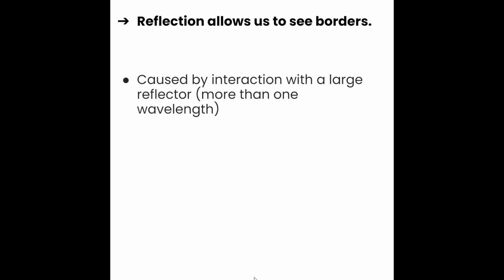And the third cause of attenuation that we discussed is reflection. Now, reflection is what allows us to see the borders of our organs. And that is because reflections are going to occur at large interfaces, typically those that are more than one wavelength in size. The reason that reflections cause better border visualization is because as the sound interacts with these larger interfaces, it is going to cause the sound to be sent back the way it came from.